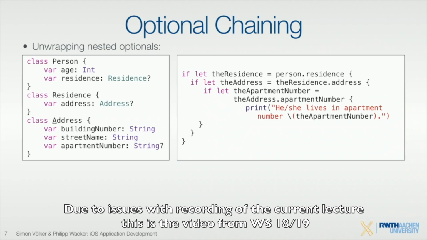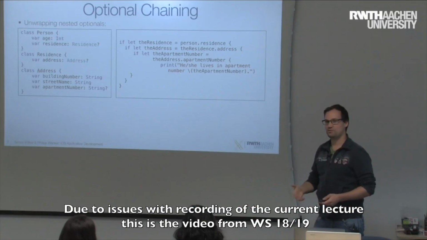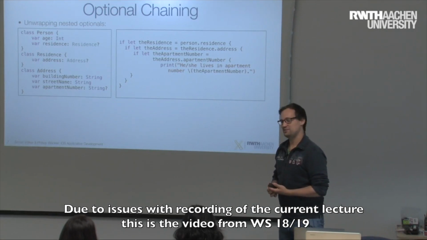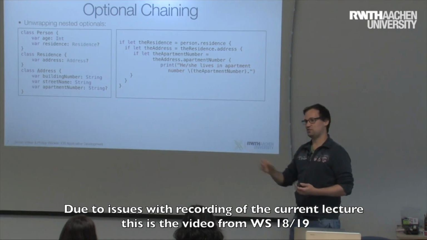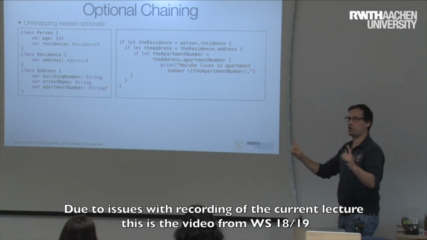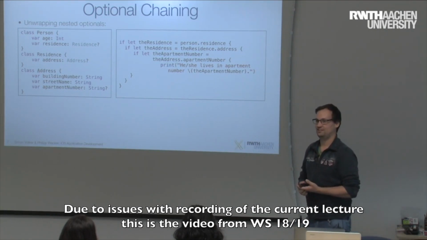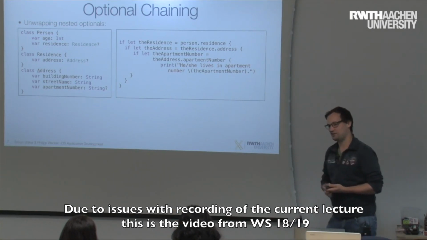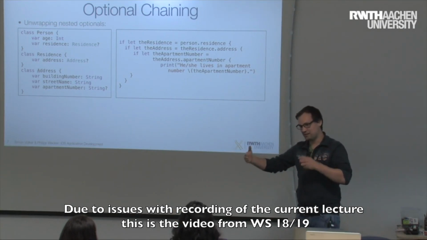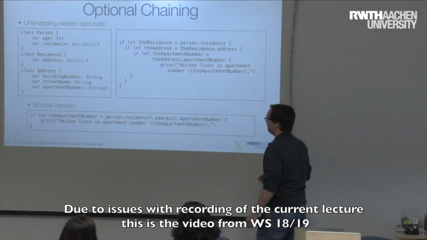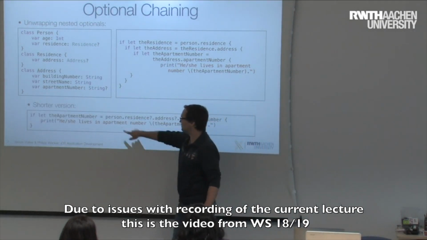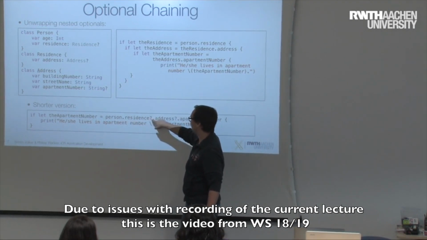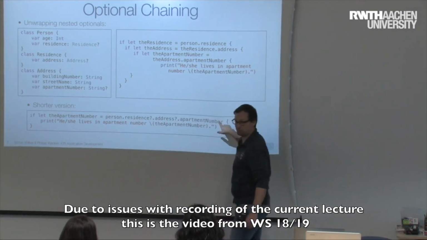However, you can also do it much easier. Could you think about a way how you could do it in a simpler way? Similar to the if statement that we saw beforehand, you can actually do it in one call. Just use a comma. Well, not entirely a comma, because they are not really separated, but similar to that. So you could do something like this. The apartment number: you take the person, then the residence with the question mark, the address, and the apartment number.